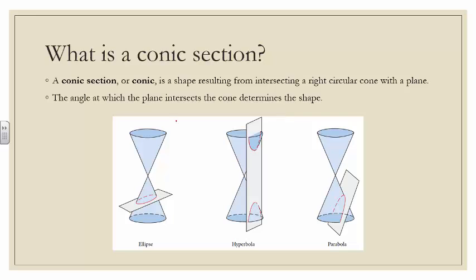Today we're discussing ellipses, and we can see the right circular cone in blue, and here in gray is the plane intersecting that cone. In red, inside, you can see a very small ellipse.